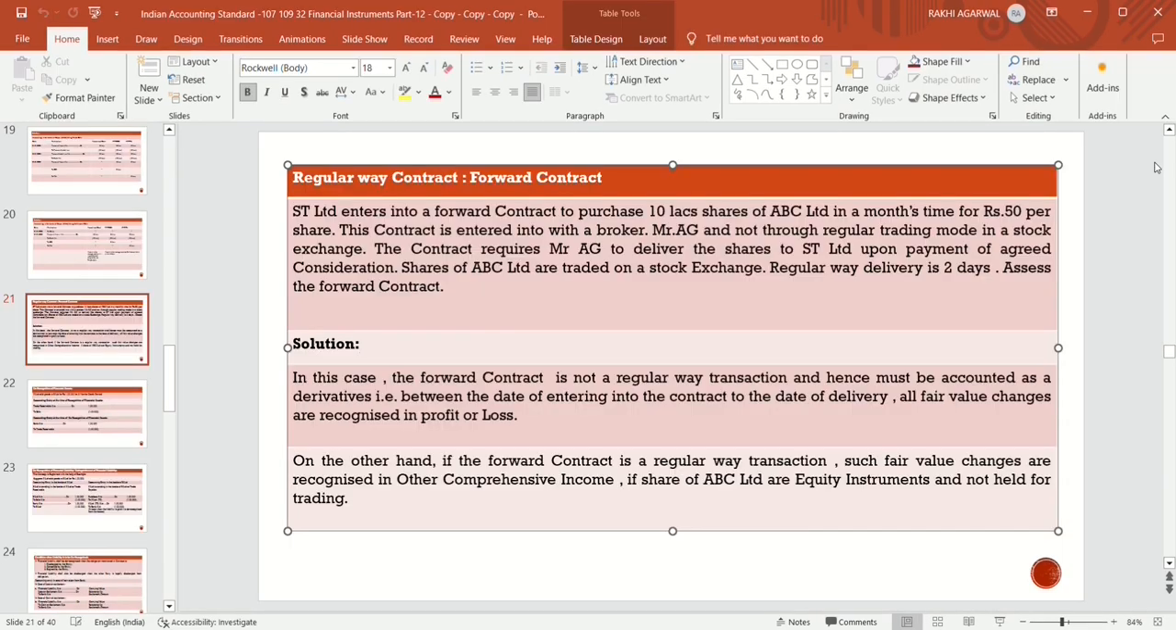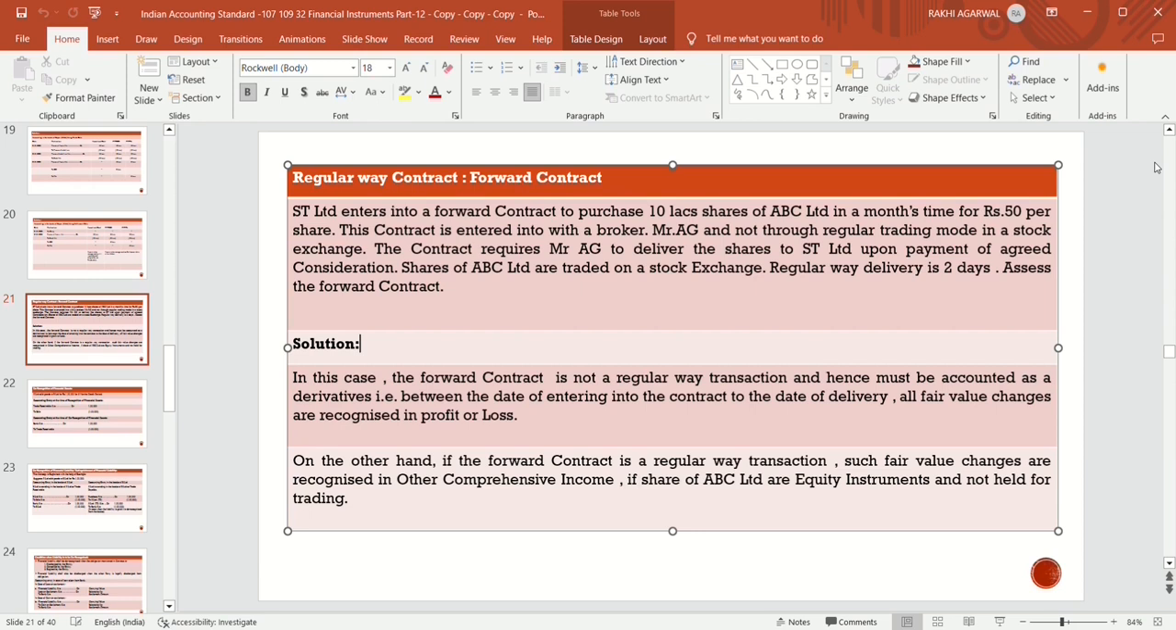Now we are going to discuss another example related to regular way contract, that is the forward contract. Here we are explaining with the help of an example: ST Limited enters into a forward contract to purchase 10 lakh shares of ABC Limited in a month's time.